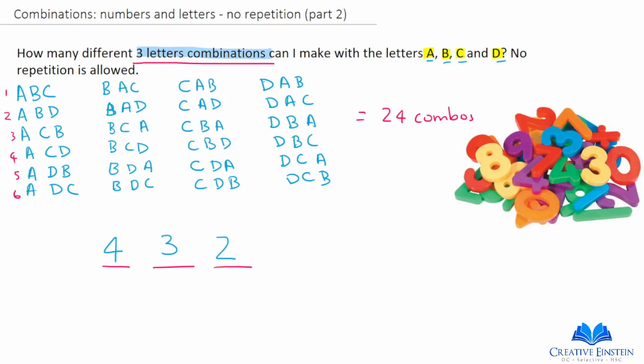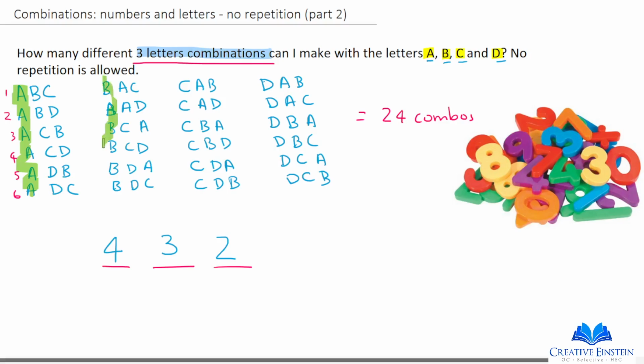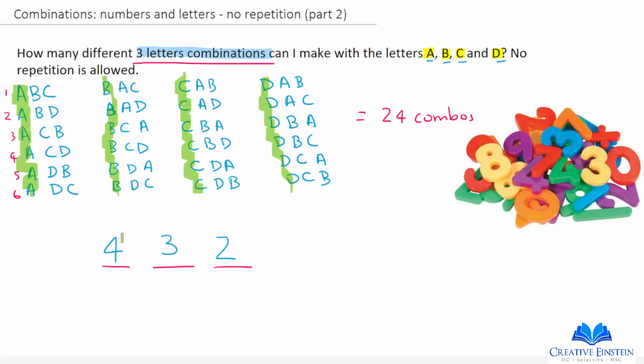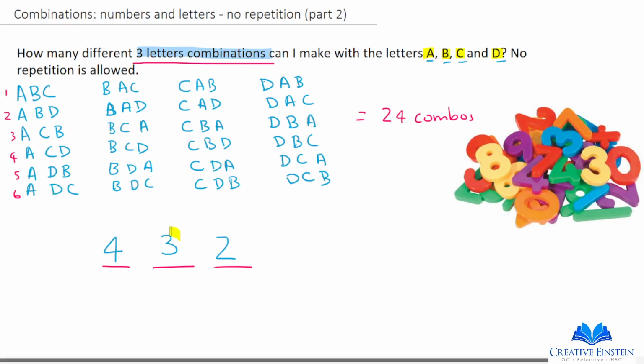So you can kind of see it here. I've got 4 different options there. That was for my first letter. That's the 4. And then for my second one, I have 3. And you can see that, 1, 2, 3. So the second letters all have 3 different letters there as the combination. And then the last letter, I can only choose 2 different things.